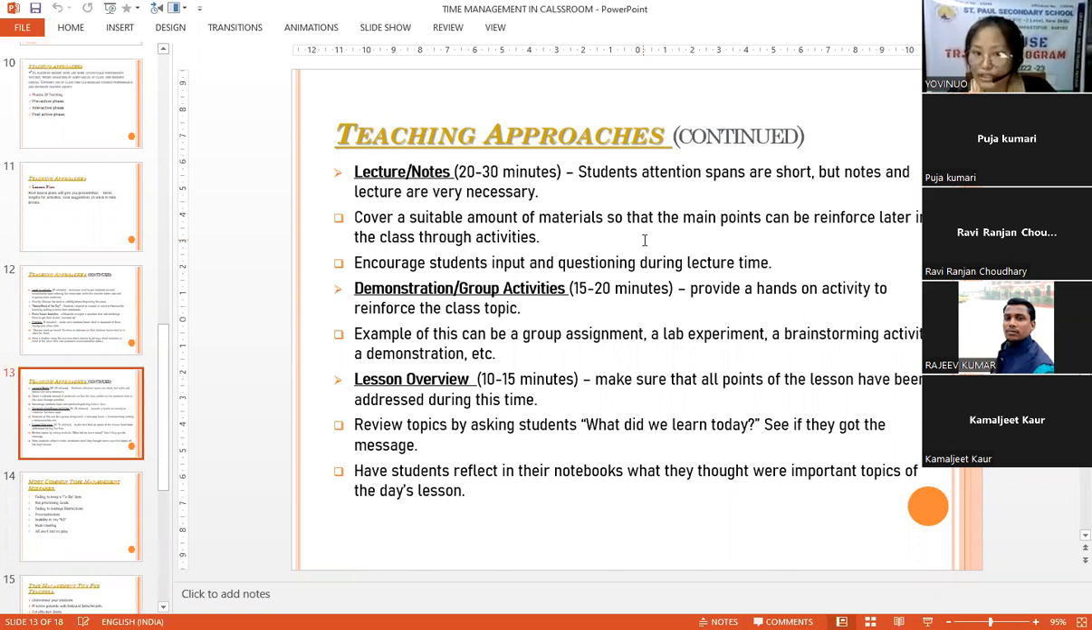Provide a hands-on activity to reinforce the class topic. Examples of this can be a group assignment, a lab experiment, a brainstorming activity, or a demonstration.